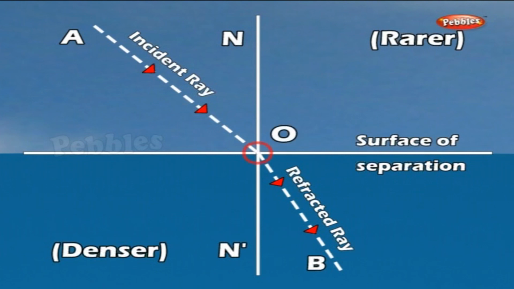Point of incidence. The point at which the incident ray strikes the refracting surface is called the point of incidence. The angle of incidence. The angle between the incident ray and the normal is called the angle of incidence, I. The angle of refraction. The angle between the refracted ray and the normal is called the angle of refraction, R.